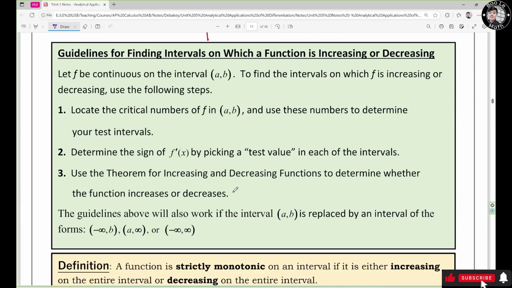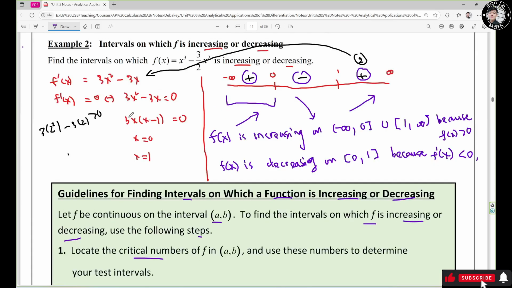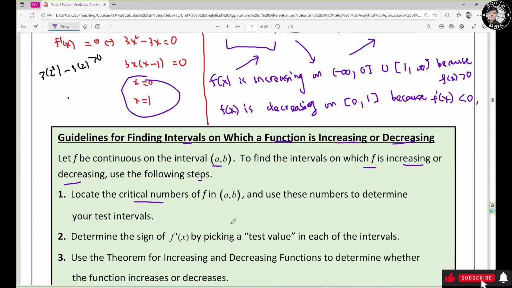Alright. Here are the guidelines for finding intervals on which a function is increasing or decreasing. Let f be continuous on the interval a, b. To find the intervals on which f is increasing or decreasing, use the following steps. First, locate the critical numbers, which are these right here, of f in the interval a, b, and use these numbers to determine your test intervals.